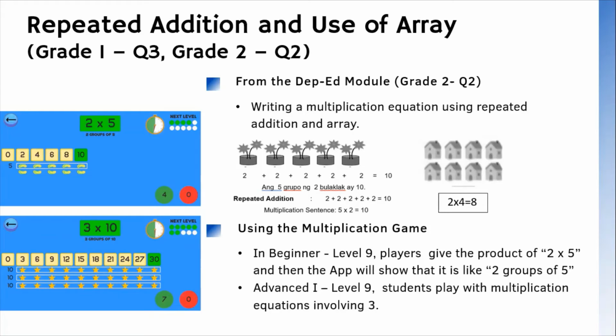Now, using the multiplication game in the beginner level 9, players give the product of 2 times 5. When they press 10, the app will show that it is like 2 groups of 5. In the advanced 1, level 9, students play with multiplication equations involving 3. For example, 3 times 10, which is 30, is 3 groups of 10.